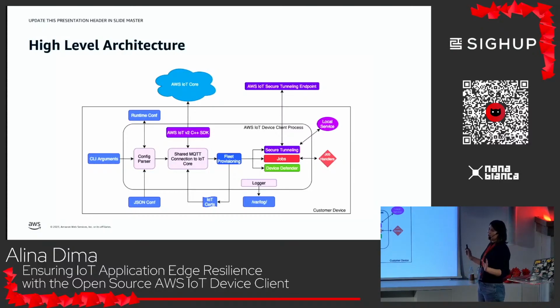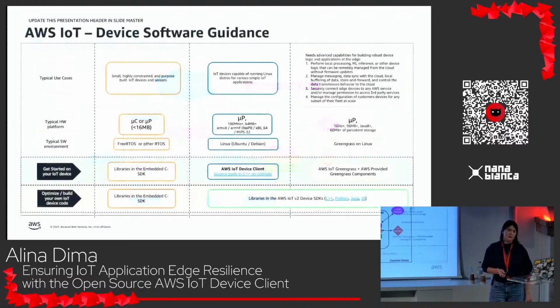So let's say you don't need anything else. You don't need jobs, you don't need shadows, you don't need anything. All you need is really this shared MQTT connection. Then you can just import that library and use it.